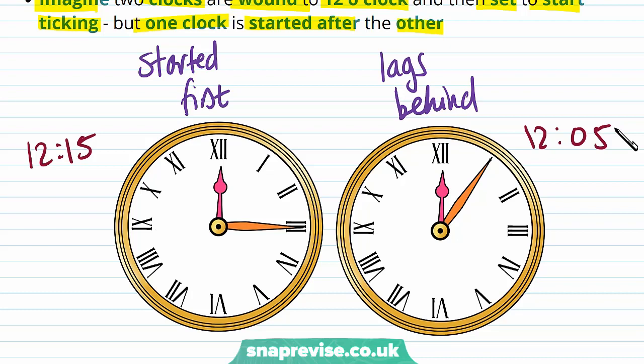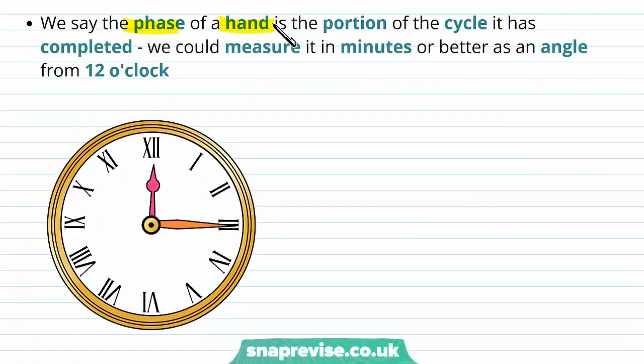So when we read off the time that's shown by each clock at the same point in time, we find they display different times. We say the phase of a hand is the portion of the cycle it has completed. We can measure it in minutes, or better, as an angle from 12 o'clock. So if we're considering the minute hand here, and we're considering the portion of the cycle it has completed, which is what we refer to as phase, we're going to measure this from 12 o'clock.